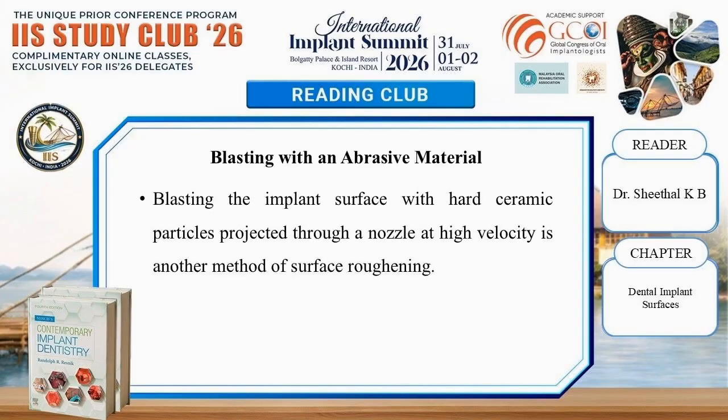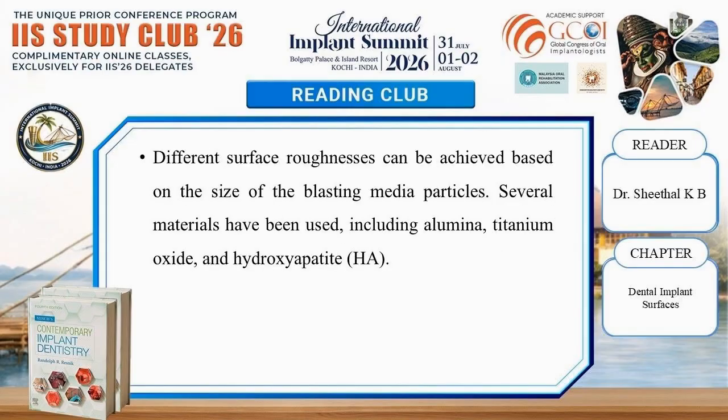Blasting with an abrasive material. Blasting the implant surface with hard ceramic particles projected through a nozzle at high velocity is another method of surface roughening. Different surface roughness can be achieved based on the size of the blasting media particles. Several materials have been used, including alumina, titanium oxide, and hydroxyapatite.